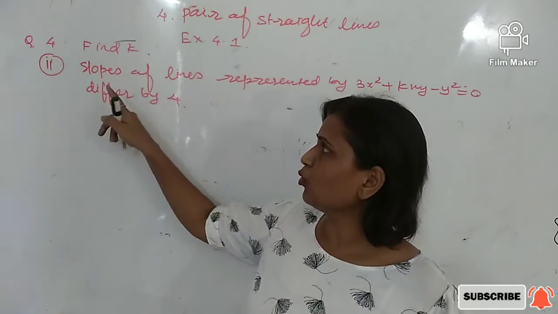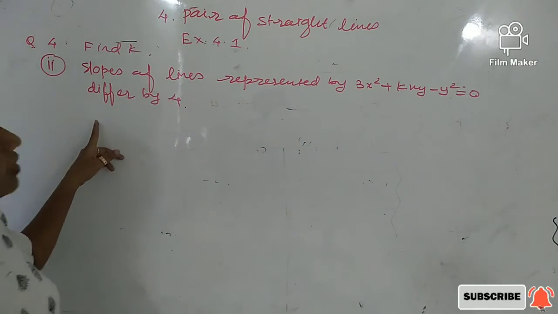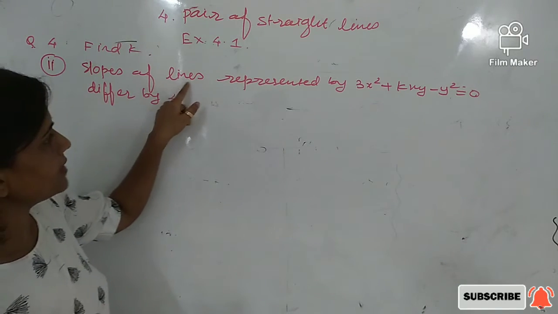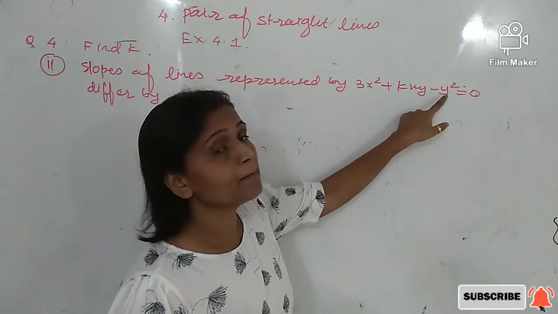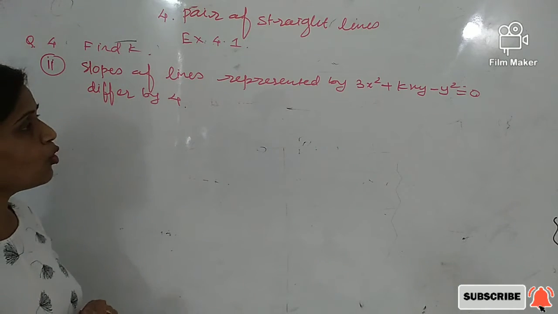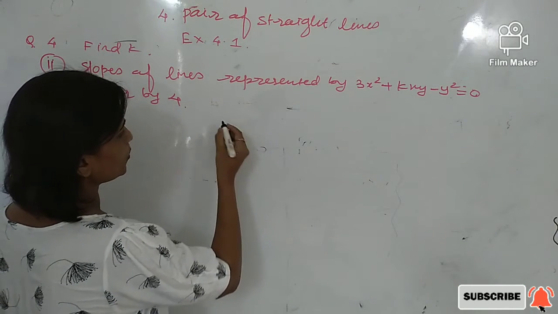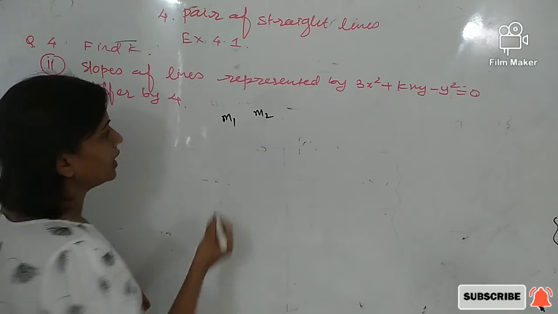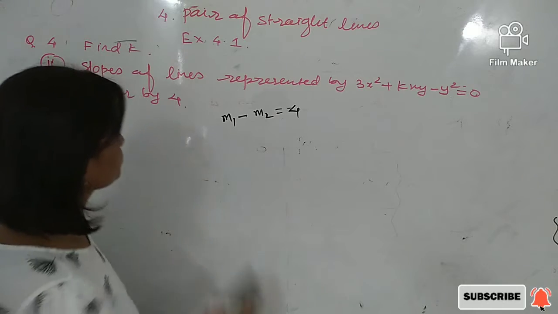So this is question number 4 and the question is again the same, find the k, but the condition is different. So in this case, what is the question? The slope of lines represented by 3x square plus kxy minus y square is equal to 0 differ by 4. Okay, so the slopes differ by 4. Differ means it is a difference. Suppose one line's slope is m1 and the second line's slope is m2, and this difference is given as 4.